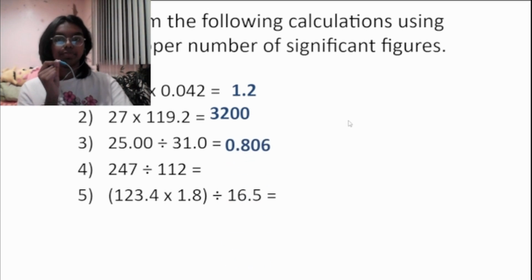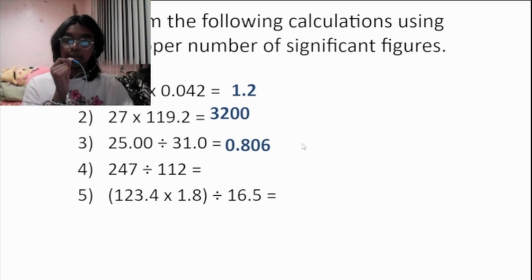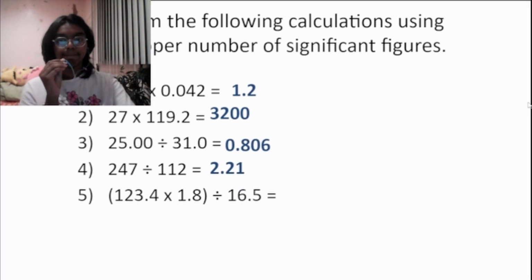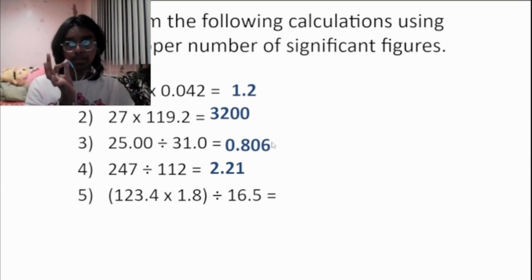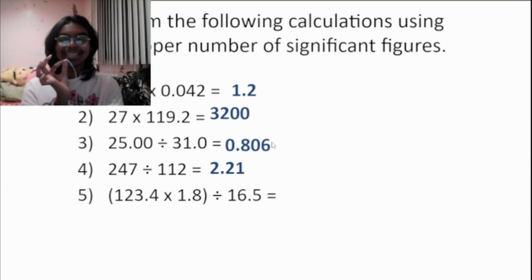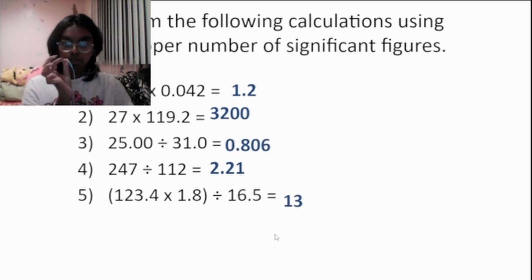Number 3, 3 significant figures, because this one right here has 3 significant figures, so the answer is going to have 3 significant figures. Number 4, 3 significant figures, because they both have 3 significant figures, so, you know, yeah, that's nice. And number 5, 2 significant figures, because this one has 2 significant figures, 1.8.